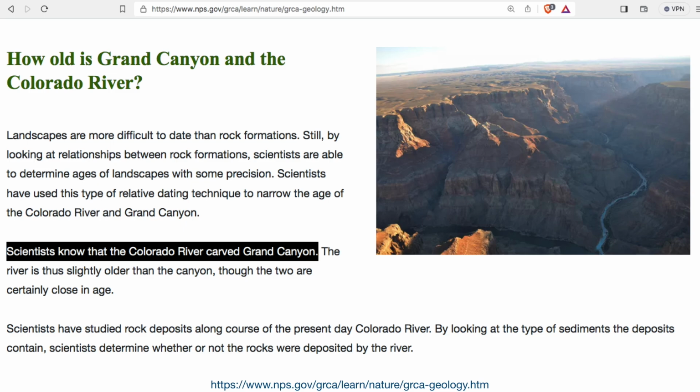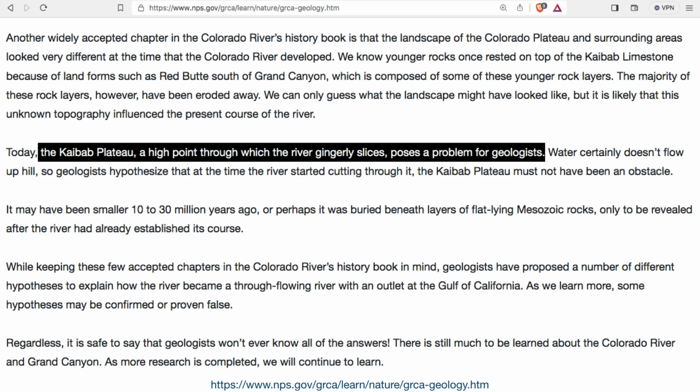But then it goes on and says, scientists know that the Colorado River carved Grand Canyon. How do they know that? Were they there? That's what Ken Ham tells the kids to say. Were you there? They weren't there. This is their interpretation. And it says, today the Kaibab Plateau, a high point through which the river gingerly slices, poses a problem for geologists. Oh, there's a problem. I didn't see that on the placards when I was walking around.